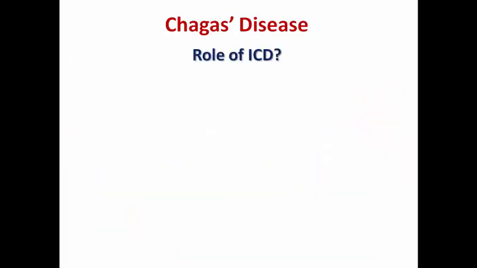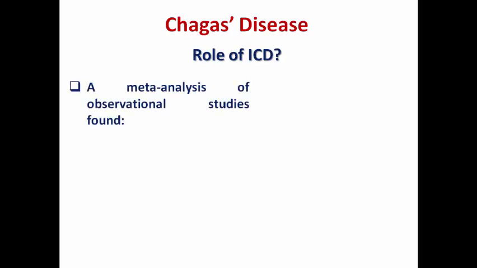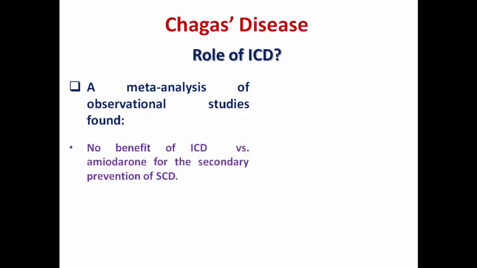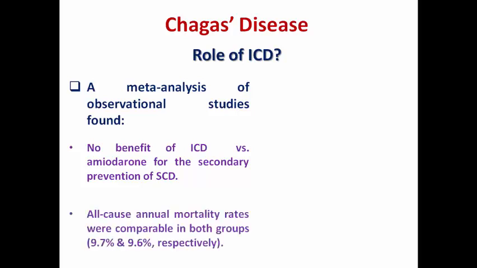There is a question mark about the role of ICD in Chagas disease. In a famous meta-analysis of observational studies, and we can find its link in the description below the video, there was no benefit of ICD versus amiodarone for the secondary prevention of sudden cardiac death, and the all-cause annual mortality rates were comparable in both groups.